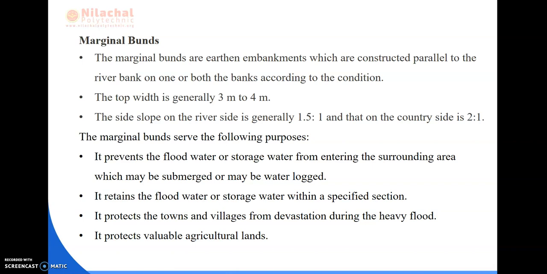The marginal bund serves the following purposes. First, it prevents the flood water or storage water from entering the surrounding area, which may be submerged or waterlogged. It retains the flood water or the storage water within the specified section. It protects the towns and villages from devastation during heavy floods. It protects the valuable agricultural land.